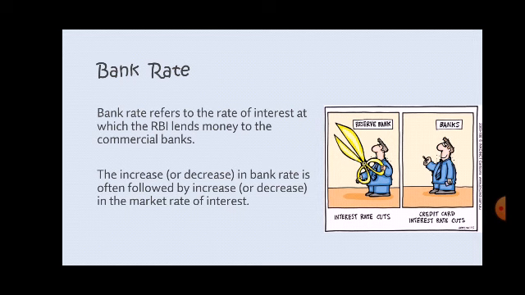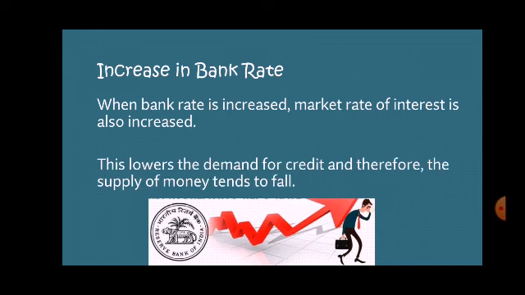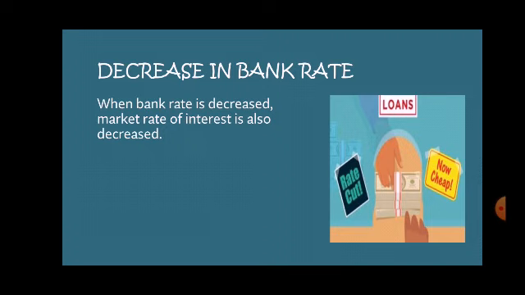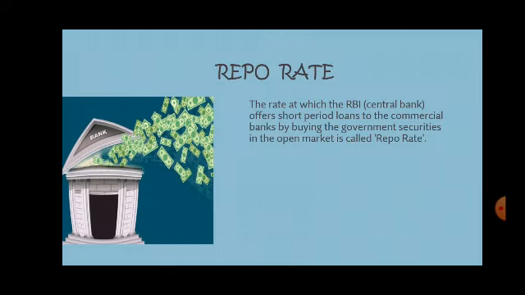As can be seen in the cartoon given here, the interest rate cut by RBI is followed by an interest rate cut by commercial banks. Thus, when bank rate is increased, the market rate of interest also increases. This lowers the demand for credit and therefore the supply of money tends to fall. Alternatively, when bank rate is decreased, the market rate of interest is also decreased and it increases the demand for credit and therefore increases the supply of money in the economy.